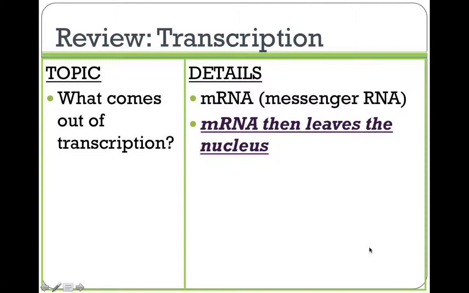So what comes out of transcription? We talked about RNA, but specifically coming out of transcription, it's called mRNA. The M stands for messenger. The messenger RNA leaves the nucleus after transcription. It leaves the nucleus so that proteins can be built. And we're going to learn more about that step later on.